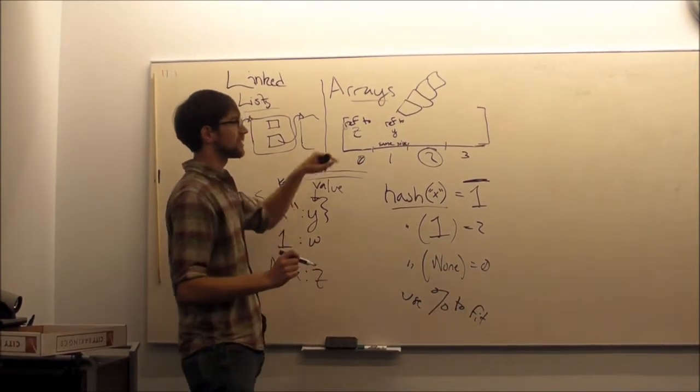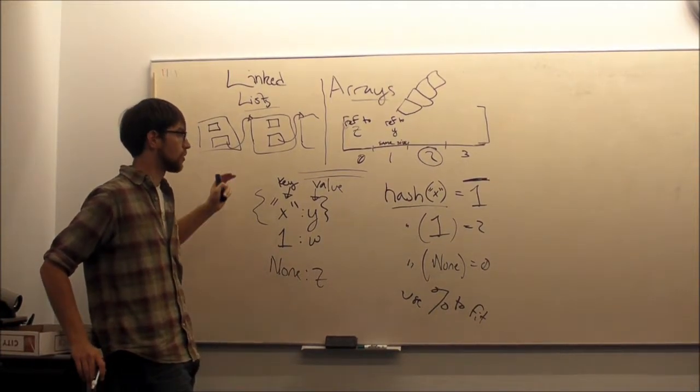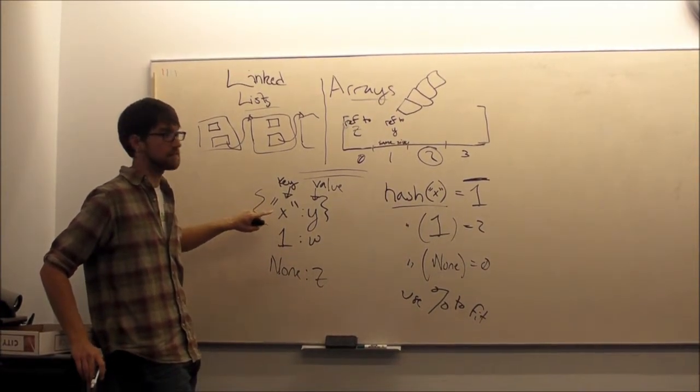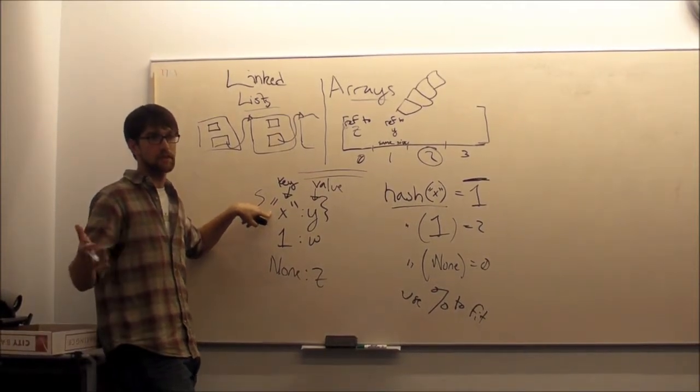And the key benefit for doing that is how long does it take, what's the order notation for finding a value if you have a key? How long does that take to do in big O notation?